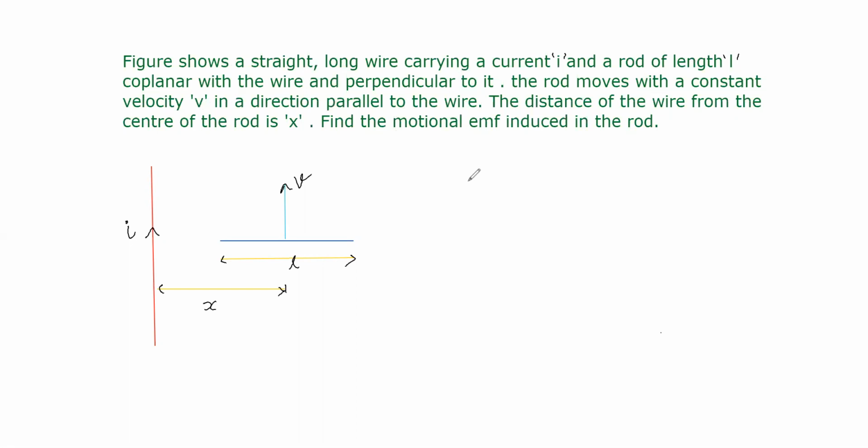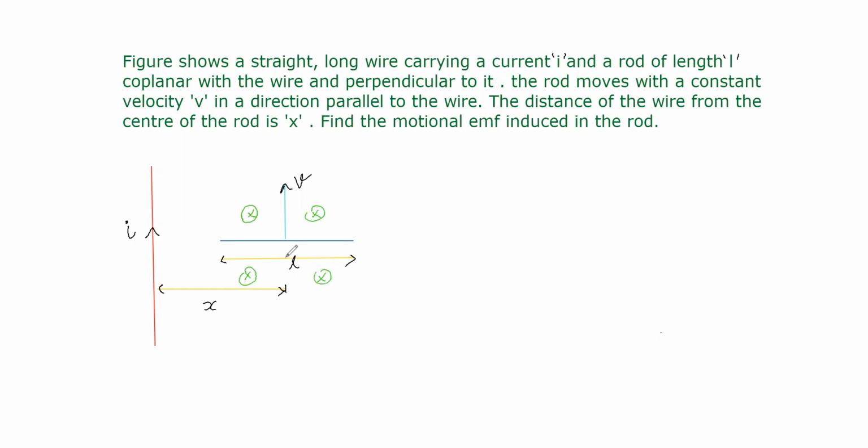Now see here. In this figure, this is the rod and this is the wire. In this wire, current passes. Due to this current, a magnetic field will be induced. In which direction will the magnetic field be? Into the plane. The magnetic field induced here will be into the plane.